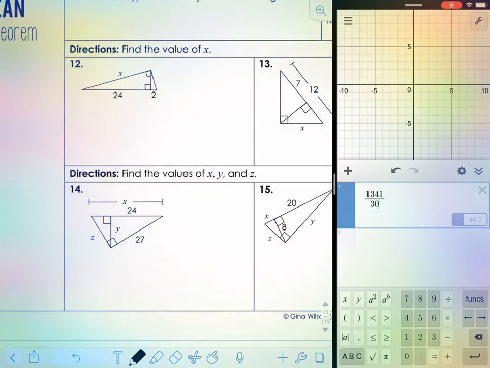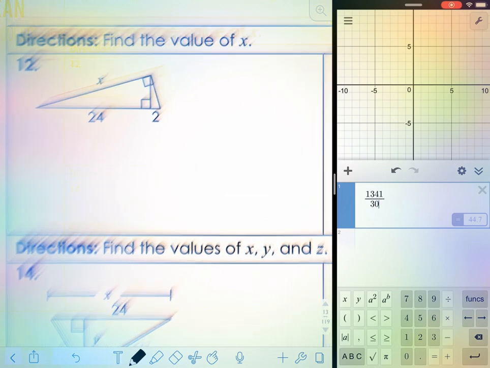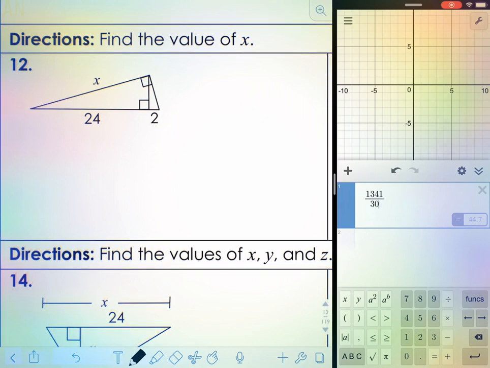Let's focus on number 12. Okay, so on number 12, the information that we have, if we look at the large triangle, on the large triangle, we know the long leg. The long leg is x, and our hypotenuse is all the way across. So 24 plus 2, that's 26.